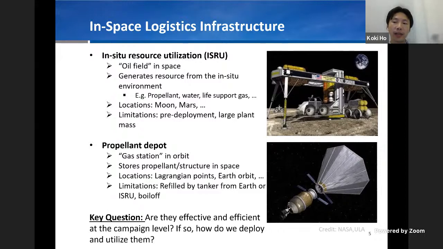Campaign here means multiple missions. We have multiple missions coordinating with each other for some common, for example, mission requirement or mission demand. And that is what I call campaign here. So we need to consider the entire campaign in order to answer the question whether ISRU is actually effective or not, or whether propellant depot is effective or not.